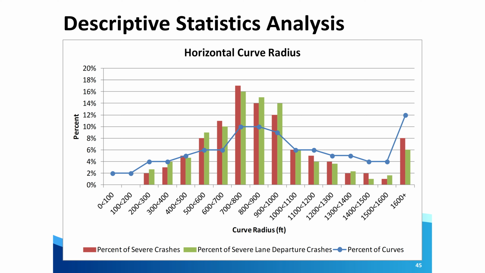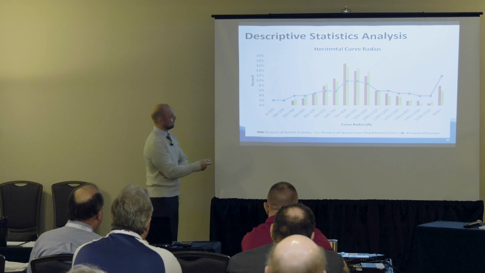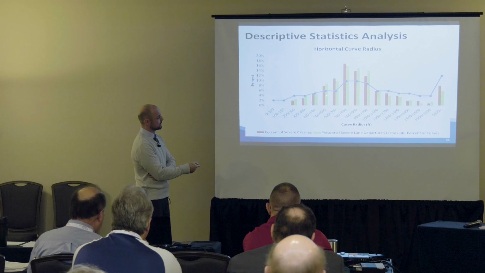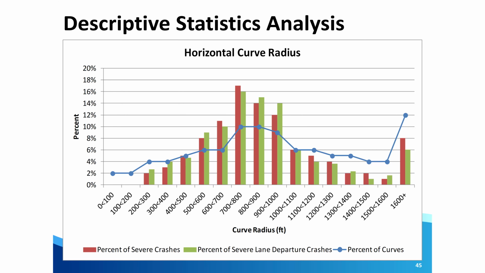The green bars on the right-hand side, for those who are red-green colorblind, we should probably change the colors of this. The green bars here on the right are the percent of your severe lane departure crashes. So let's say those are our focus crash type. Curves with 500 to 600 feet represent 6% of the system, but over 8% of our lane departure crashes are occurring at those types of locations.